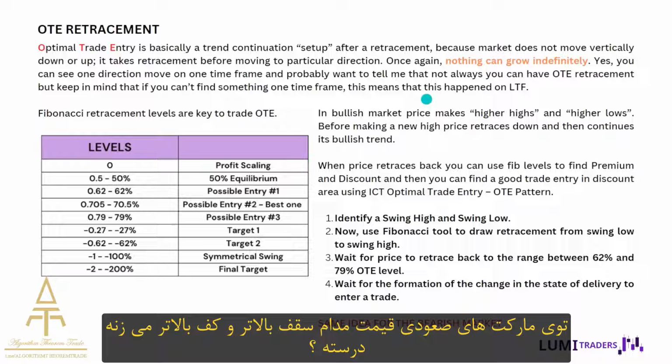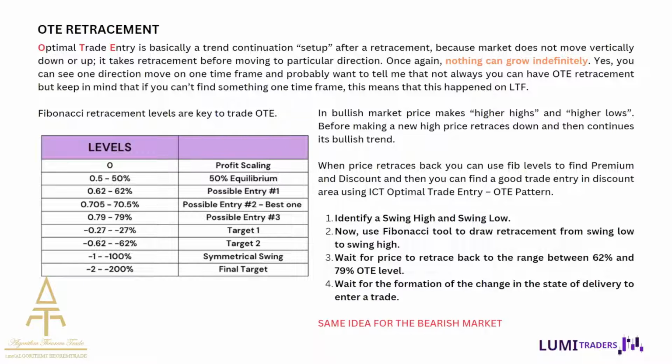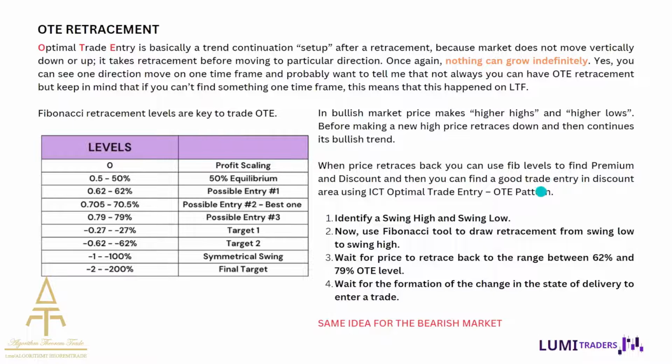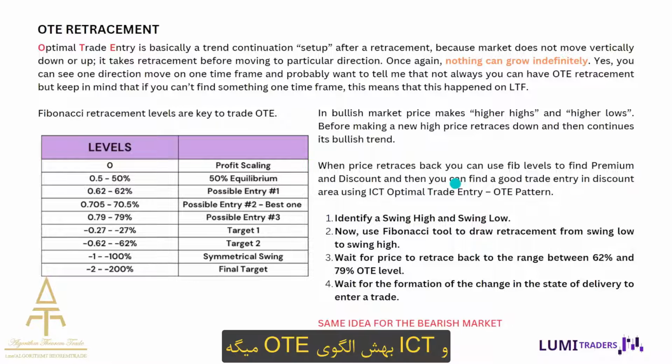In bullish market, price makes higher highs, higher lows, right? Before making a new high, price retraces down and then continues its bullish trend, right? When price retraces back, you can use FIB levels to find premium and discount. And then you can find a good entry in discount area using ICT optimal trade entry. ICT calls this the OT pattern.